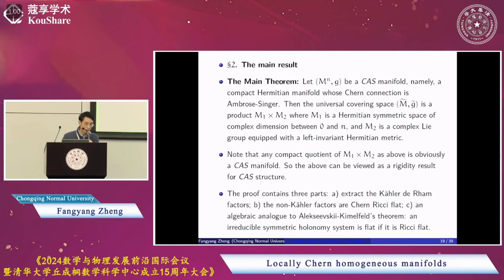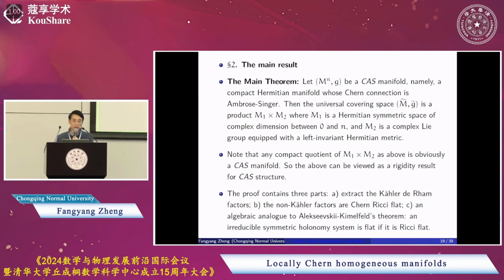Because of time, to save time, I'll just say roughly how the proof goes. Basically, the proof contains three parts. The first part is we want to extract the Kähler de Rham factors. You want to split off these Kähler factors. This is standard. Here, you cannot use the de Rham decomposition because the connection will work with torsion. So the standard de Rham decomposition theorem fails. So you have to do a little bit of analysis.